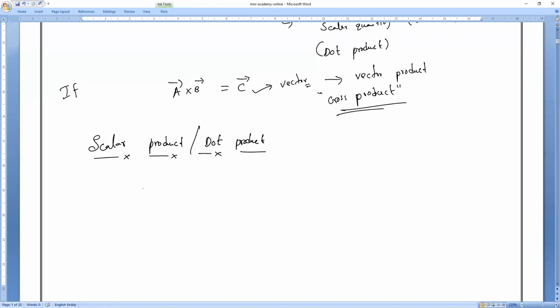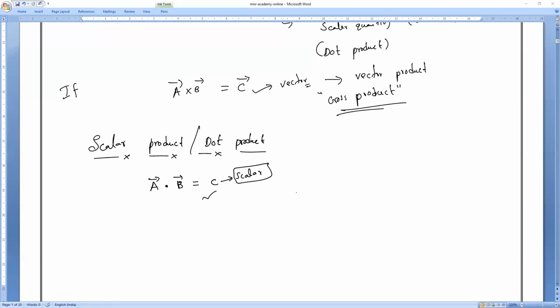If I take two vectors and they undergo the dot product, are we going to get a vector or a scalar? We are going to get a scalar. So that is what we call a scalar product.